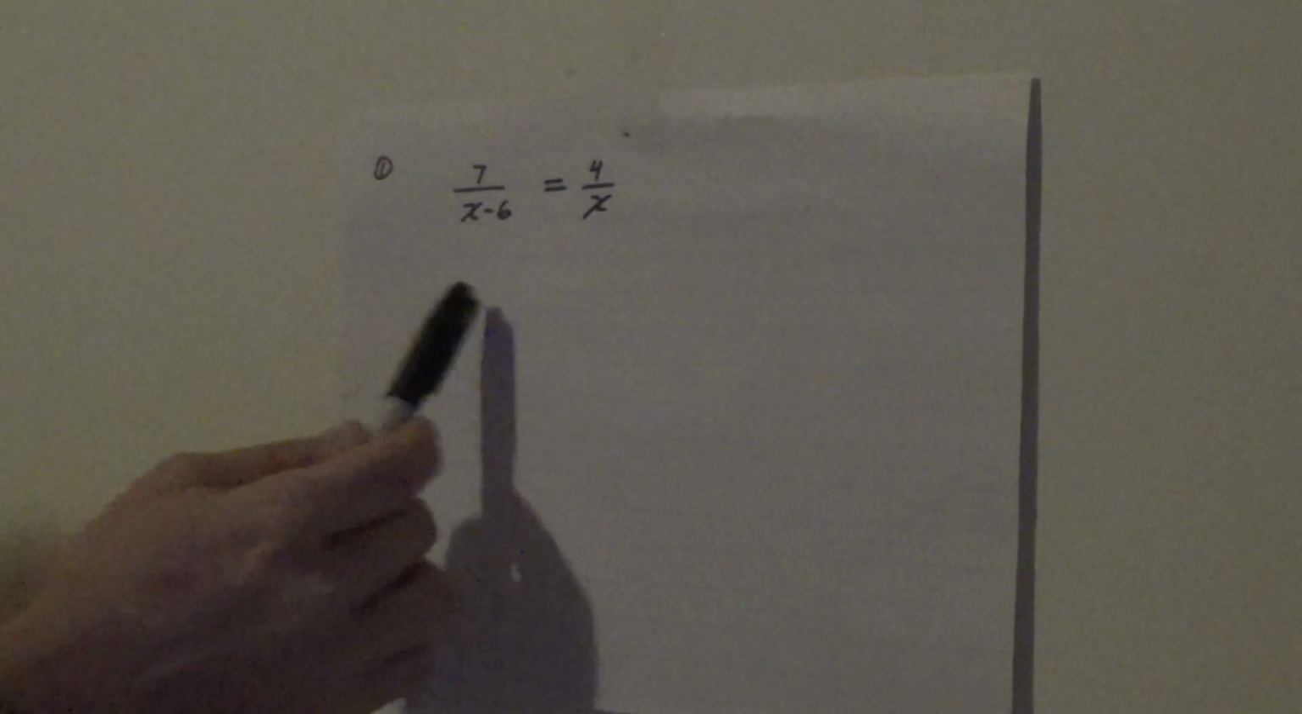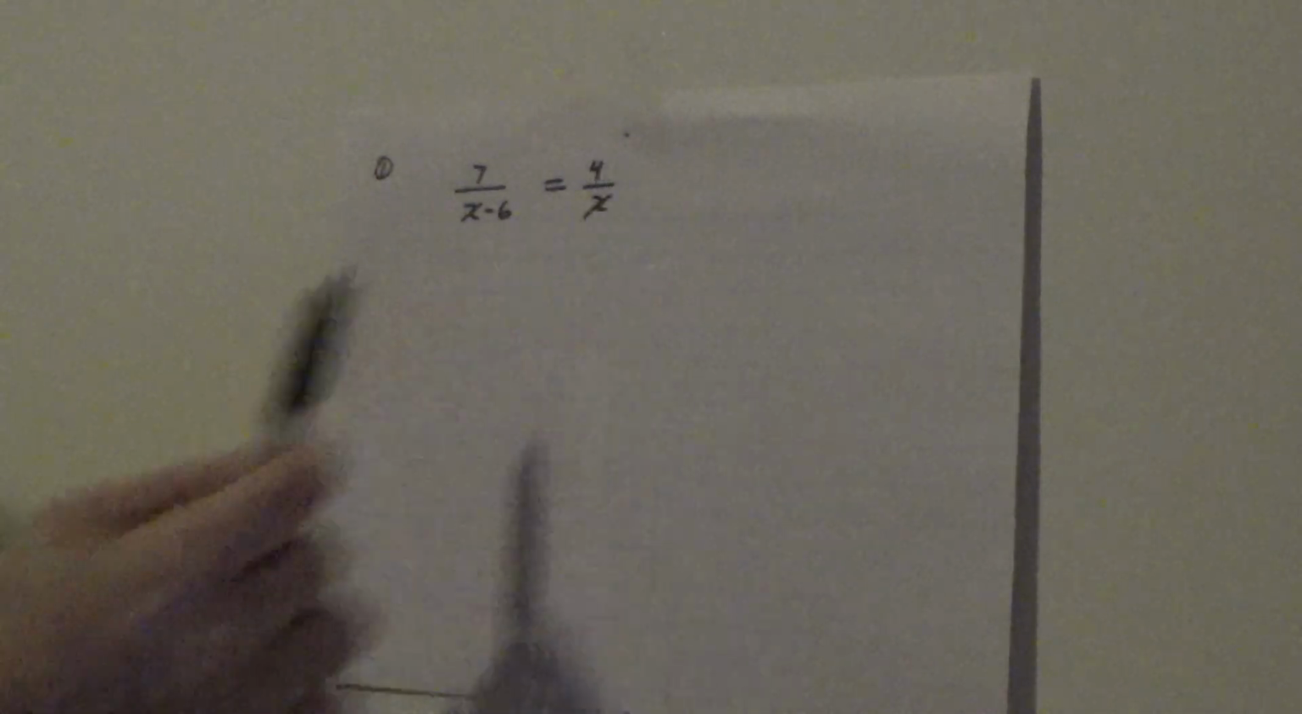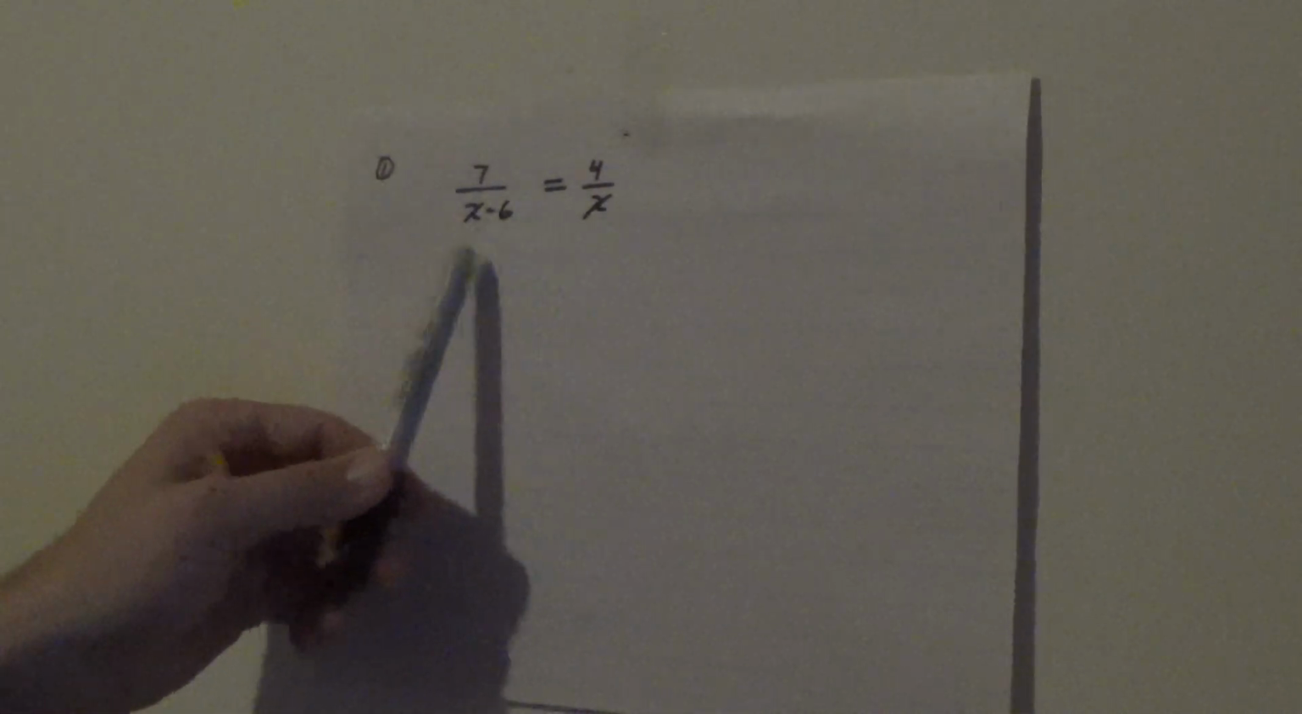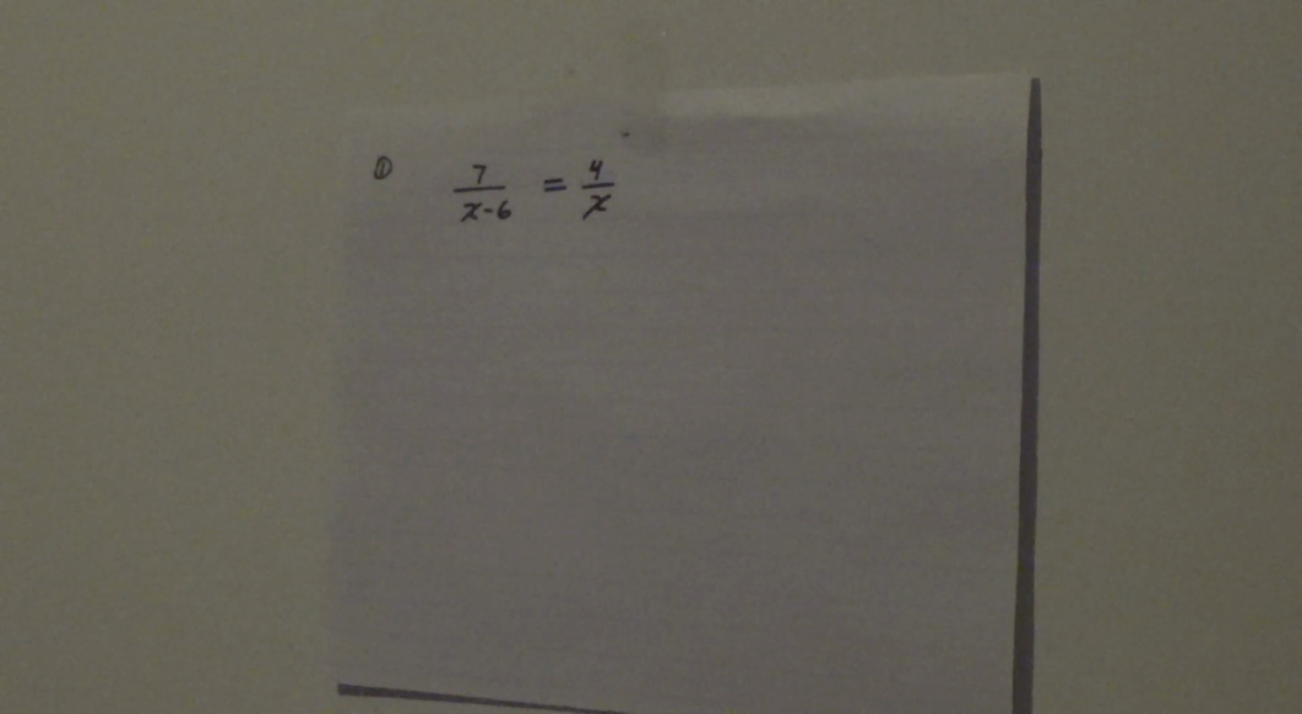Now, when you have a fraction equaling a fraction, it's probably easiest to cross multiply. So we're going to start with that method. And when we have one that's not quite like this, I'll show you some of those later, we'll use the other method, method 2, the least common denominator.